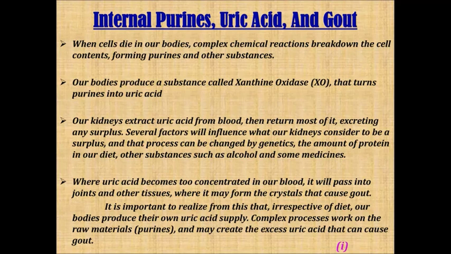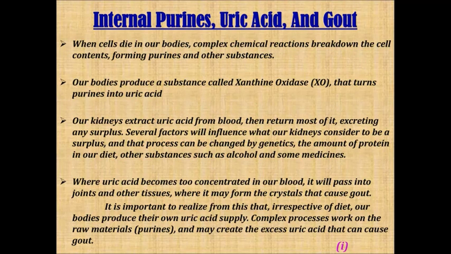When cells die in our bodies, complex chemical reactions break down the cell contents forming purines and other substances. Our body produces a substance called xanthine oxidase that turns purine into uric acid. We have seen the reactions before in previous slides. Our kidneys extract uric acid from blood, then return most of it, excreting any surplus. Several factors influence what our kidney considers to be a surplus, and that process can be changed by genetics, the amount of protein in our diet, other substances such as alcohol, and some medicine.